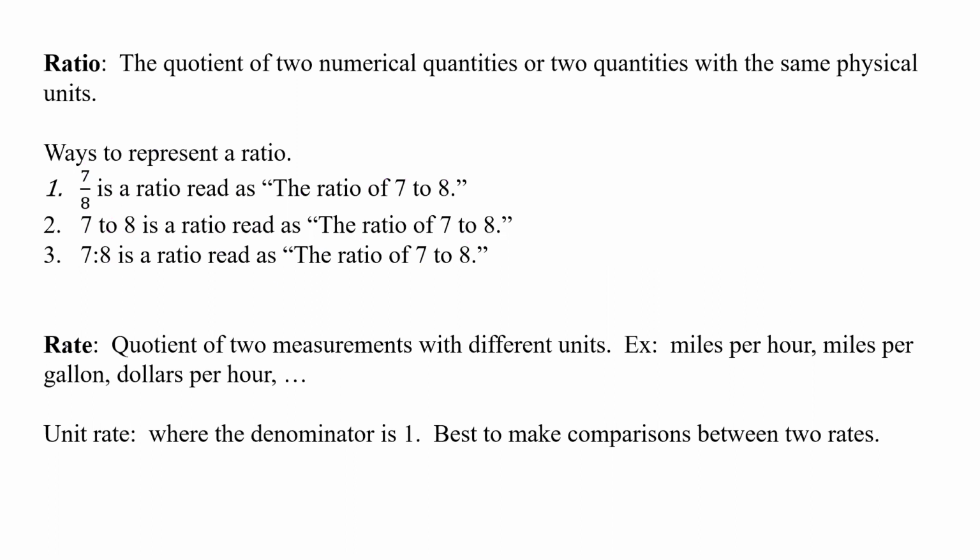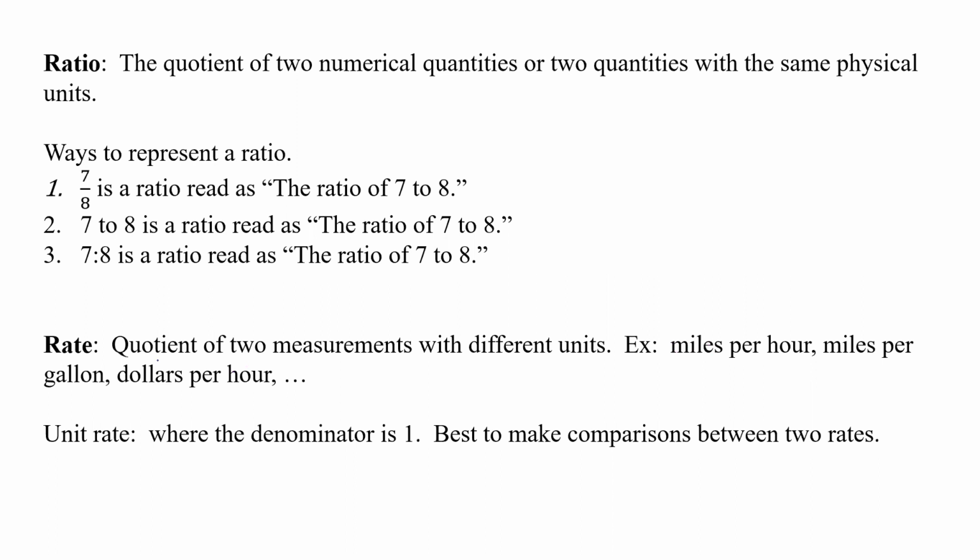So what is a rate? Well, a rate is a quotient of two measurements with different units, such as miles per hour, miles per gallon, dollars per hour. In a ratio the physical units canceled. Here, there are two different units. Miles would be on top, hour would be on the bottom.